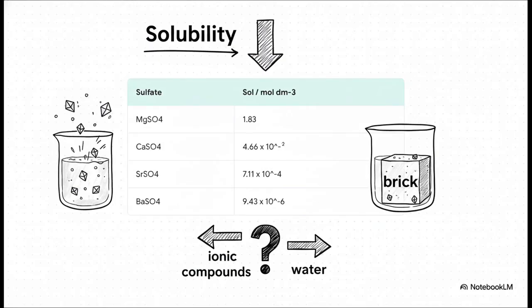Let's look at the actual numbers for group 2 sulfates, because the drop in solubility here is staggering. Magnesium sulfate dissolves effortlessly, over 1.8 moles per decimeter cubed. But calcium, strontium, and then barium sulfate, the solubility completely crashes. Barium sulfate is basically a brick. Its solubility is down in the 10 to the negative 6th range. How can substances in the exact same group behave so radically differently?